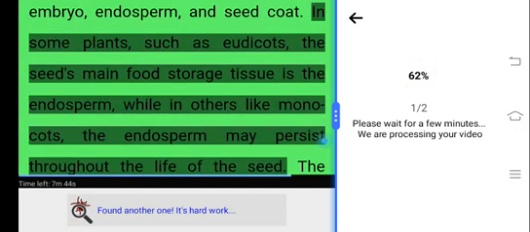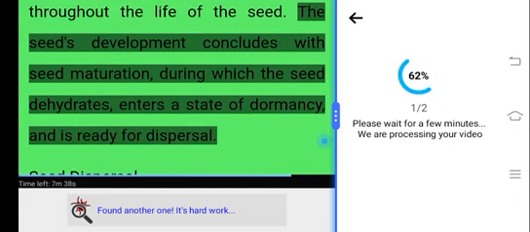In some plants, such as eudicots, the seed's main food storage tissue is the endosperm, while in others like monocots, the endosperm may persist throughout the life of the seed. The seed's development concludes with seed maturation, during which the seed dehydrates, enters a state of dormancy, and is ready for dispersal.